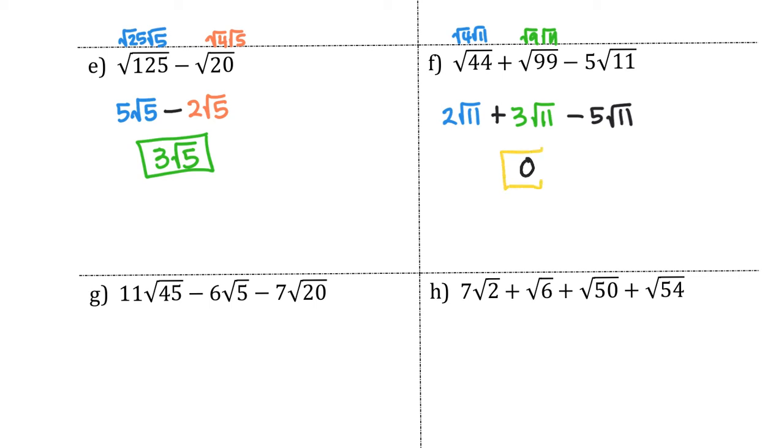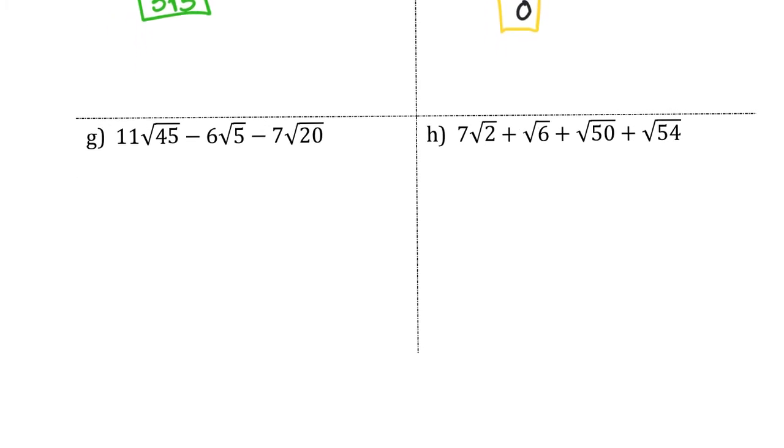Let's try a couple more. Okay, let's see. We have 11 square root 45, minus 6 square root 5, and 7 square root 20. They all have different radicands, so let me see if I can simplify.